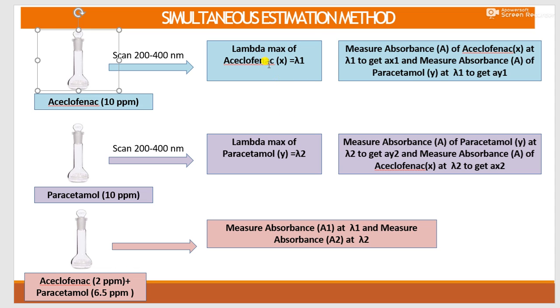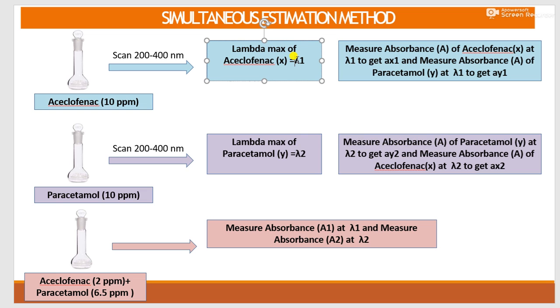Here we have taken aceclofenac as X and paracetamol as Y. So what you have to do? You have to scan these two solutions in UV from 200 to 400 nanometer to get lambda max of aceclofenac and lambda max of paracetamol. Here lambda max of aceclofenac we have denoted as lambda 1 and lambda max of paracetamol we have denoted as lambda 2.